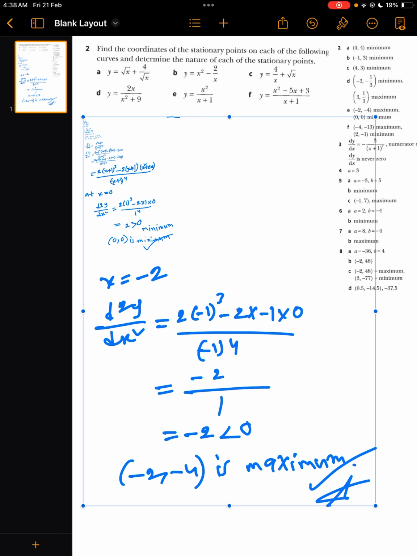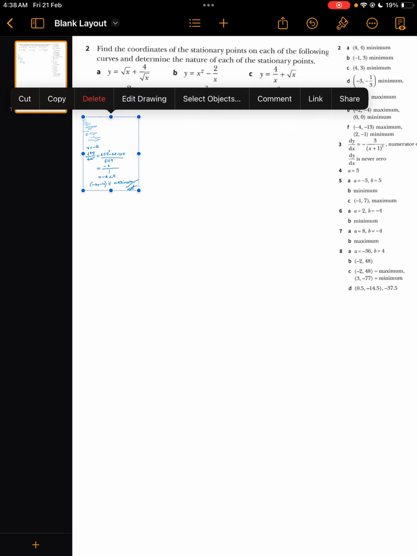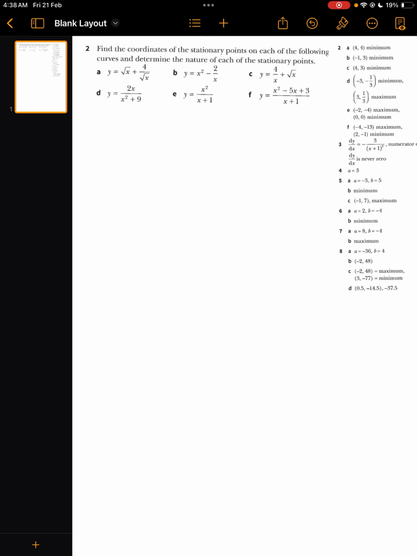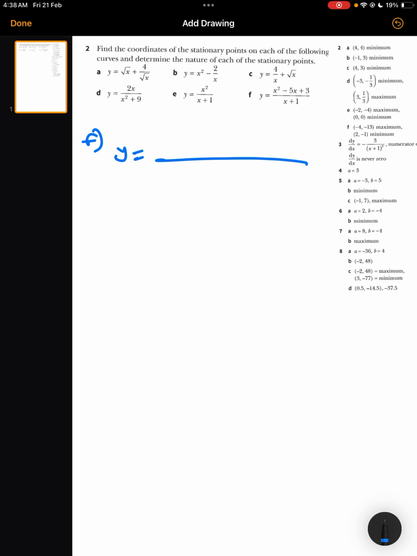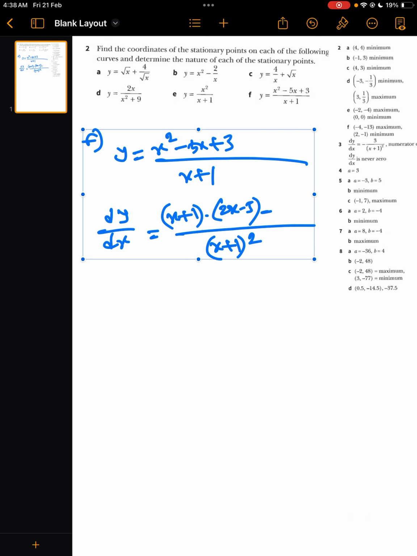What I finished so far: number E. The last one, number F. Y is given as (x squared minus 5x plus 3) over (x plus 1). dy/dx is over (x plus 1) squared, (x plus 1) times (2x minus 5), minus, where could I write it?